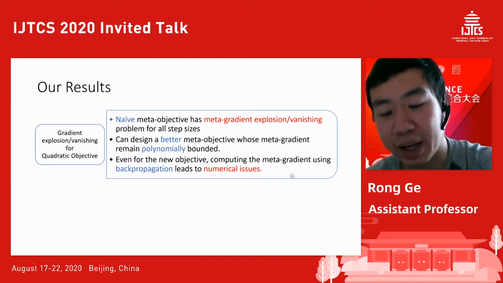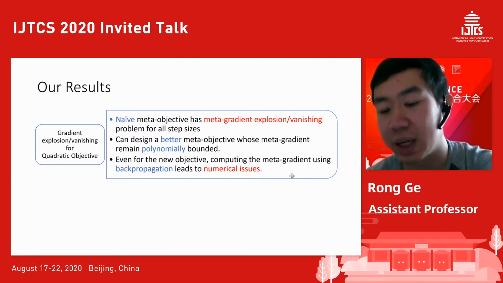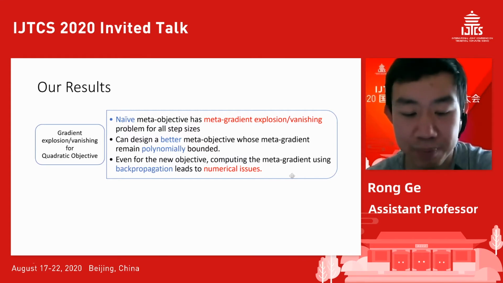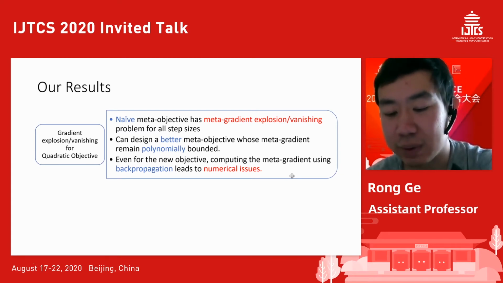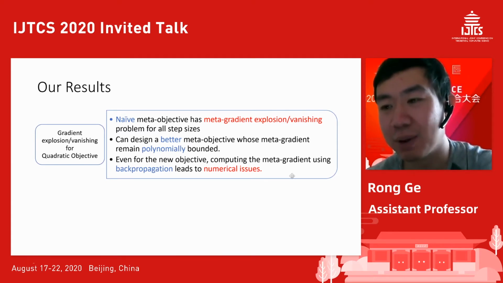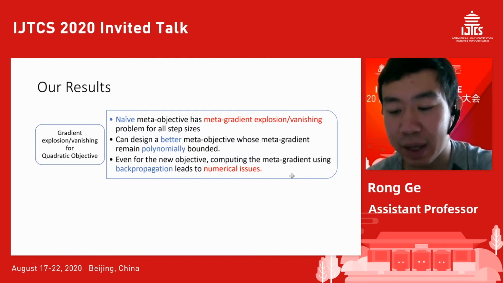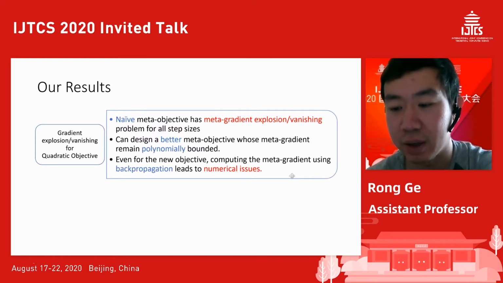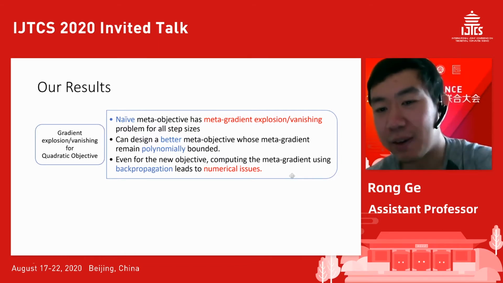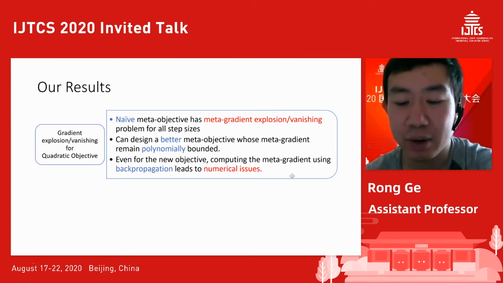So to solve that problem, we can actually design a better meta objective whose meta gradient remains polynomially bounded, so meta gradient explosion vanishing does not happen. However, things are not that easy because even for the new objective, if you are not careful about how you compute the meta gradient, typically the way you compute the meta gradient is you just evaluate your meta objective function and use auto differentiation that's built into all of these machine learning frameworks. And all of those frameworks use backpropagation to compute the meta gradient.